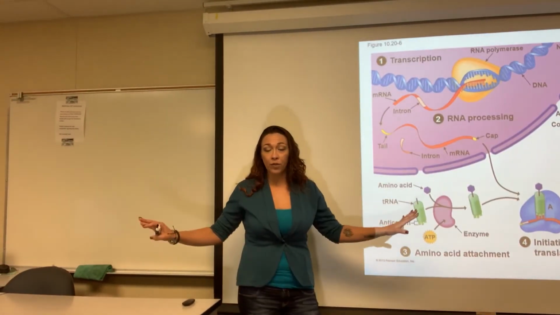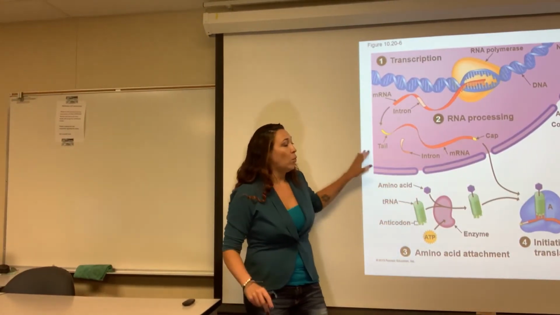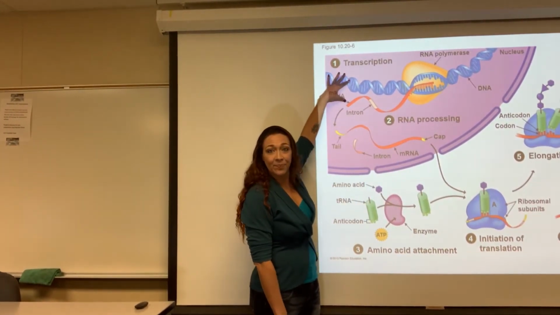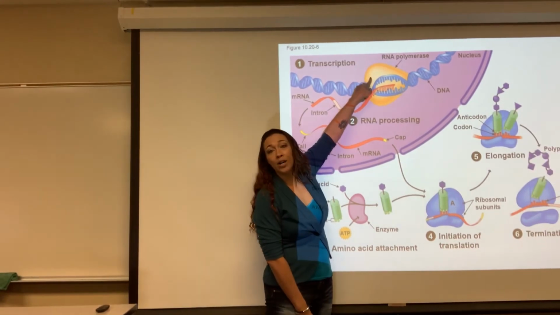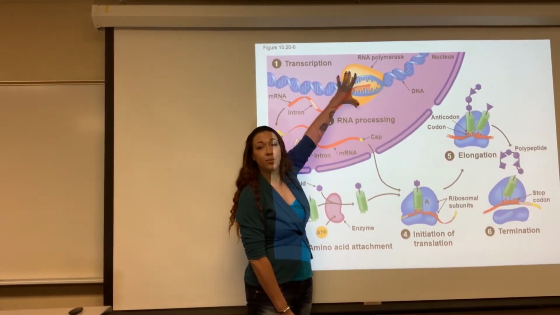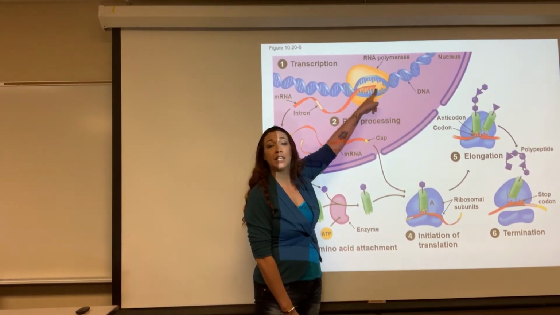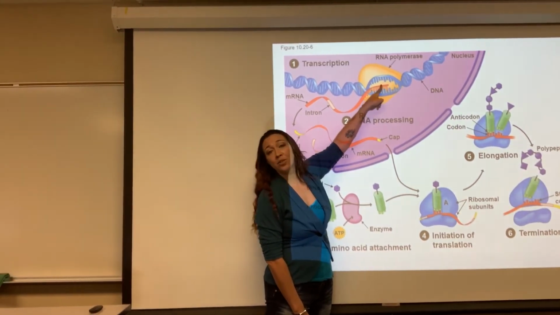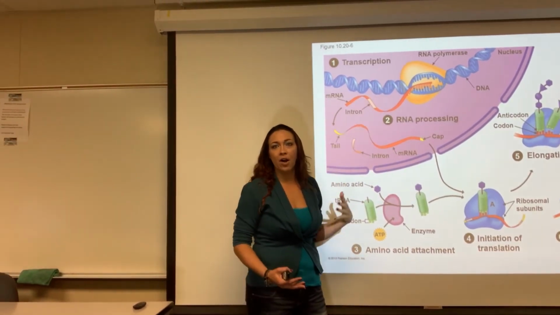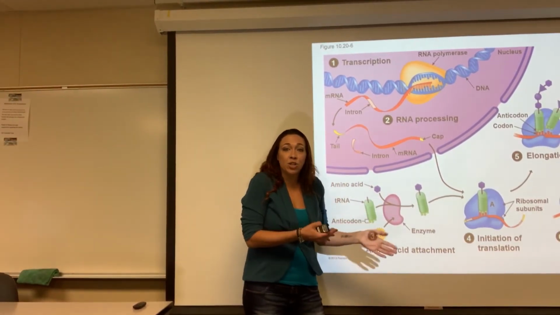So, complete overview of transcription and translation. We are inside the nucleus. We take our DNA. It gets opened up by RNA polymerase. RNA polymerase is going to open this DNA double helix. It's going to read one half of the DNA. It's going to make a complementary strand of RNA. Right? This RNA now has to go through processing. It's got introns and exons.